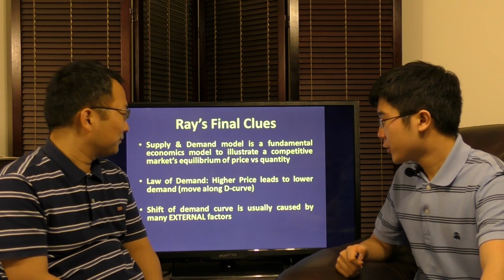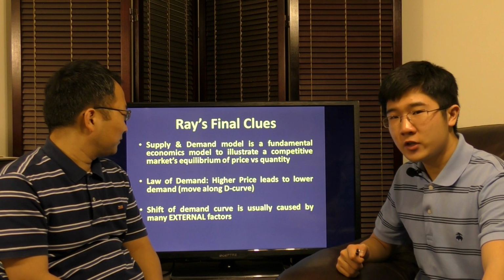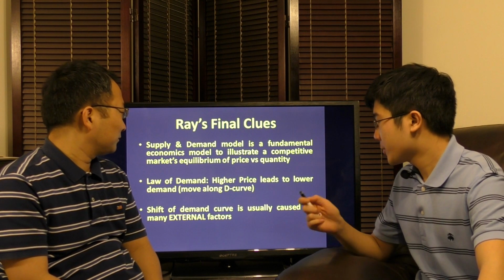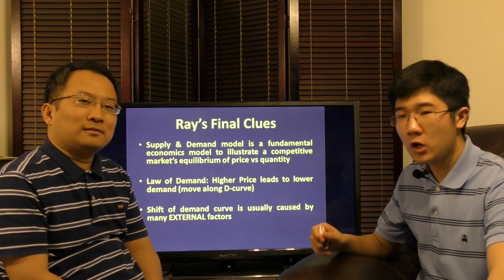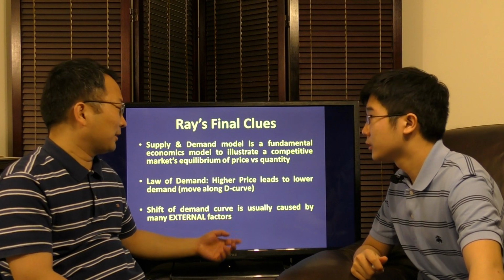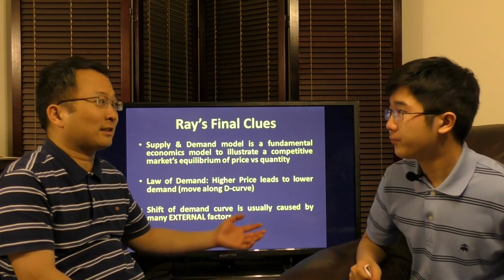And finally, we should talk about how there's shifts along the demand curve, but there's also shifts of the demand curve that are caused by external factors, while shifts along the demand curve are caused by price changes. For example, like income, like price of related goods, like subsidies or complements.